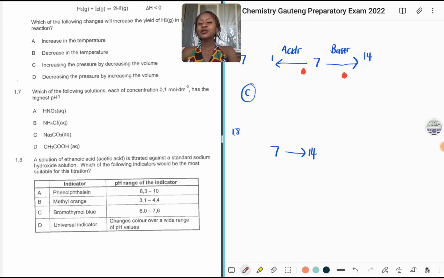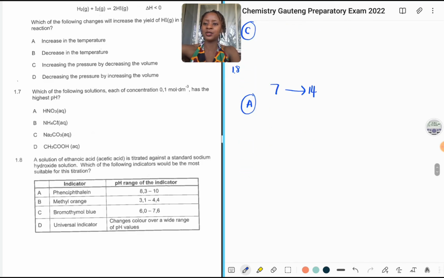But because we had a strong base, which has a pH closer to 14, and we had a weak acid, which has probably a pH closer to 7, I am most likely leaning towards option A, phenolphthalein. I hope you got my trail of thoughts there. That is me in an exam situation.